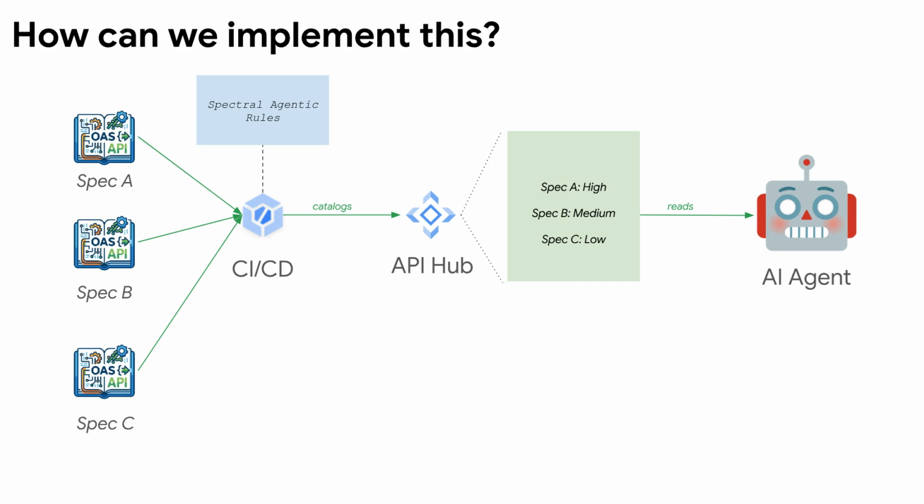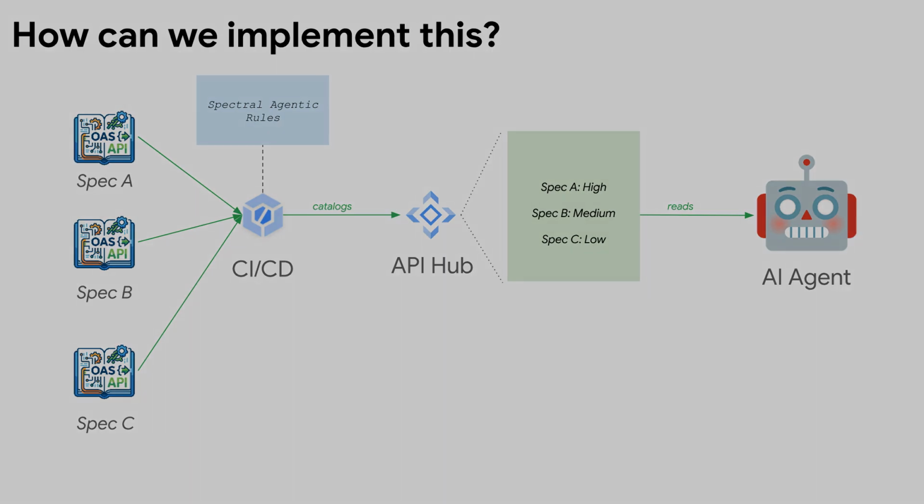Then in API Hub, I'll be cataloging the spec, the API, right? Who is the owner, a bunch of other governance features, but also how is the fit of this API for agentic usage? So high, medium, low, etc. The agent in turn will read from this catalog and can choose better APIs, or even from a central governance perspective, my company can decide that agents can only use specs or APIs, right, that are high in agentic fit.